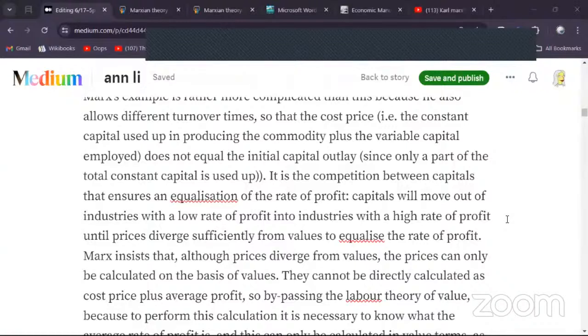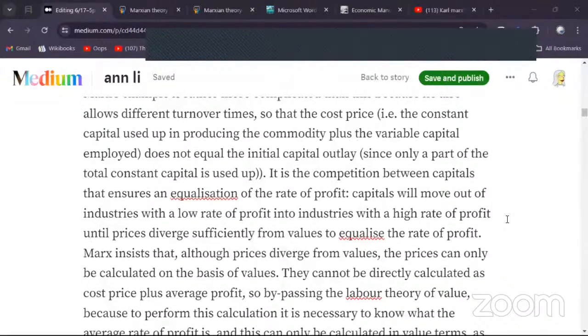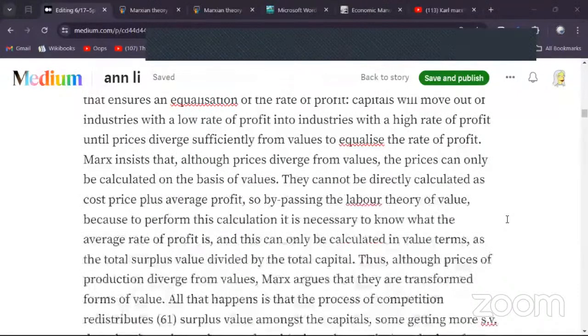I'm sorry, constant and variable capital, that is. They cannot be directly calculated as cost price versus average profit. So bypassing the labor theory of value, because to perform this calculation, it is necessary to know what the average rate of profit is, and this can only be calculated in value terms, which is what I just said, as the total surplus value divided by the total capital.